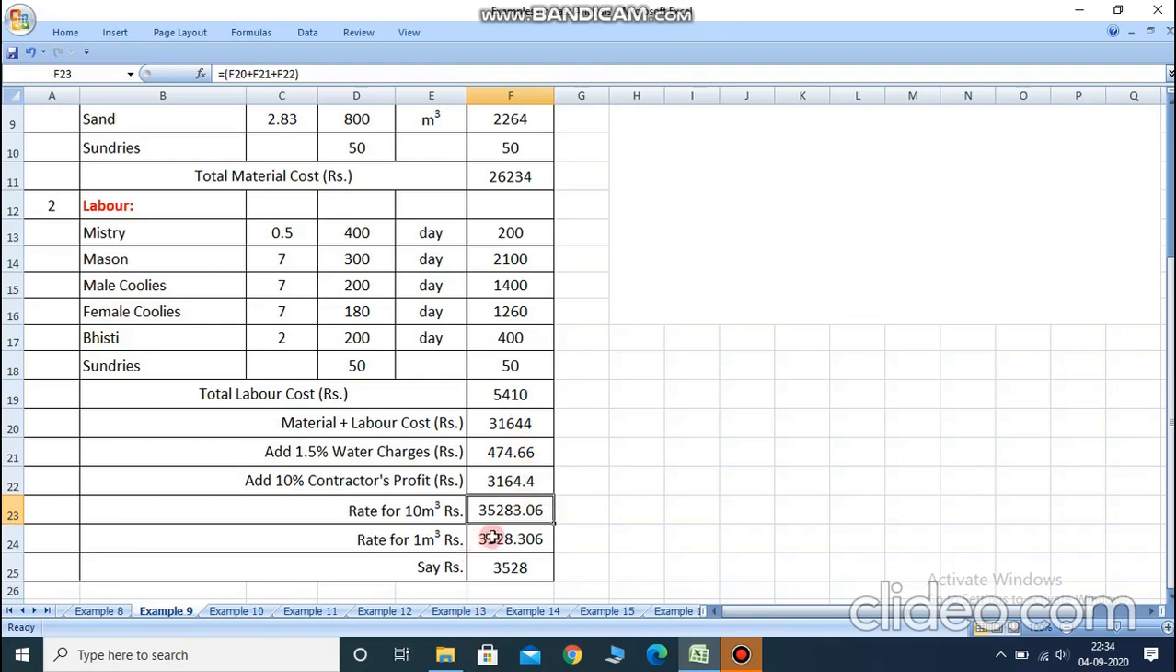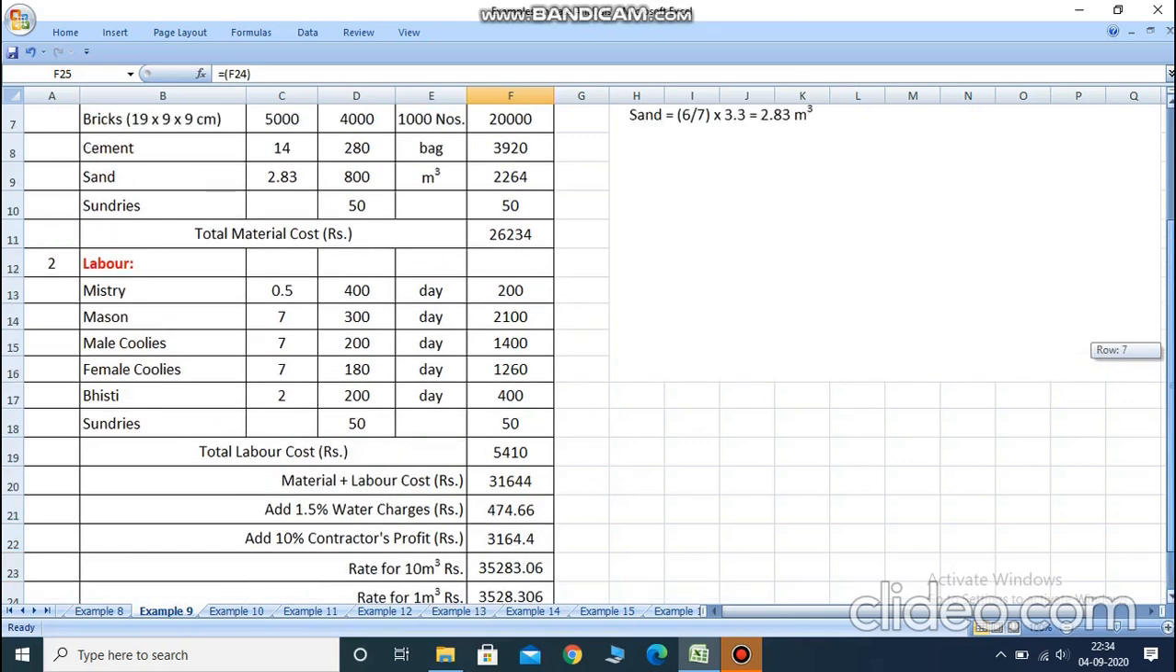So for finding the 1 meter cube rate, 35,283.06 divided by 10. So we got the answer: the per meter cube rate of the brickwork is 3,528 rupees 30 paisa. As a round figure, 3,528 rupees. So we got the final answer for 1 meter cube brickwork.